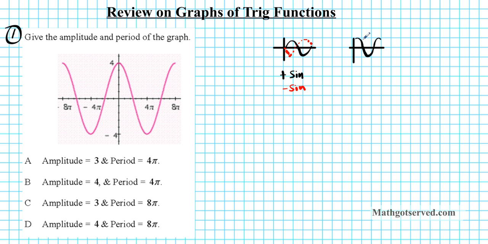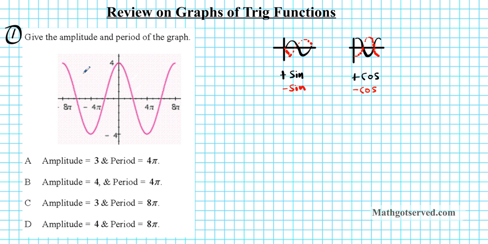And then for this one, you see this cup orientation. That is the positive cosine. The positive cosine starts from the maximum, okay? And the negative cosine starts from the minimum and goes in the opposite direction like that. So that is a negative cosine.